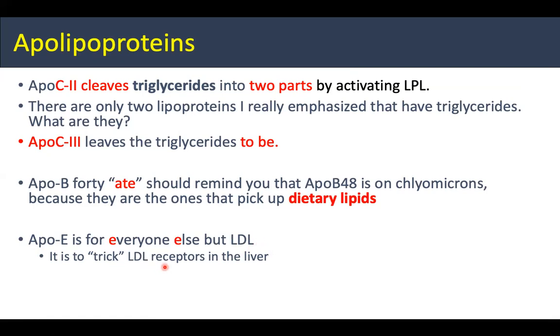But all the other types of lipoproteins need ApoE, otherwise they can't attach to the LDL receptor. All of the lipoproteins go to the LDL receptor, but the difference is that the ones that aren't LDL, everything but LDL, need the ApoE. Okay, does that make sense? So ApoE is needed for everyone else but LDL, because LDL can automatically attach to the LDL receptor. Does that make sense? Can I move on? Okay.